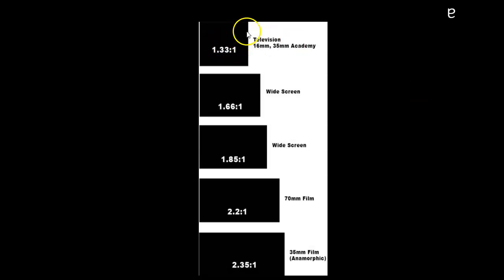So the 1 in every case refers to the height. And so the height is given as the base number. And the first number, 1.33, is its size relative to 1. So if you look at 1.33, it's about a third again as wide as it is high. This was the standard aspect ratio from about 1925 to about 1955 with, as you'll see, some exceptions.